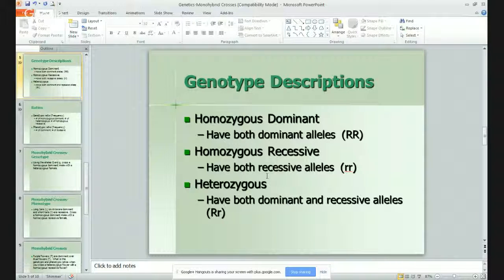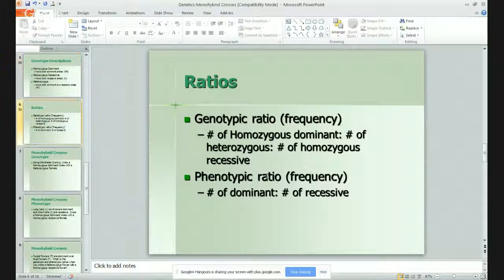When we do genetics problems, you will probably have to come back to this part of your notes and look up what homozygous dominant means, what homozygous recessive means. Most people need a little bit of practice before they have these memorized. Okay, last one.